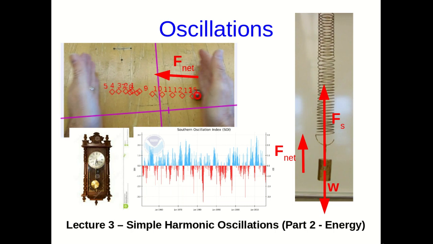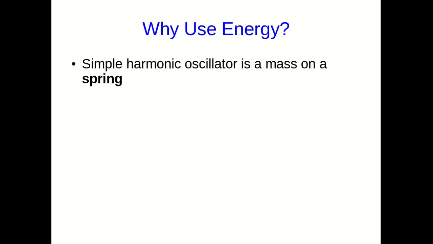We're going to continue our look at simple harmonic oscillations, and in this part in particular, we need to bring energy into our analysis. So the question you might ask yourself is, why do we need energy to think about these oscillators? And I'll point out that a simple harmonic oscillator is a mass on a spring.